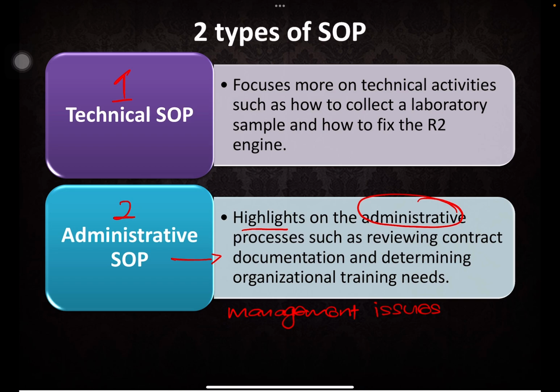administrative SOP. The one that we are focusing on in UHL 2452, English for Vocational Purposes, will be technical SOP. Why? Because it focuses more on technical activities, such as number 1, how to collect a laboratory sample and number 2, how to fix the R2 engine. Okay, so it is not only limited to these examples, it can be more. And since we are learning the English language for vocational purposes, we are focusing on technical SOP.